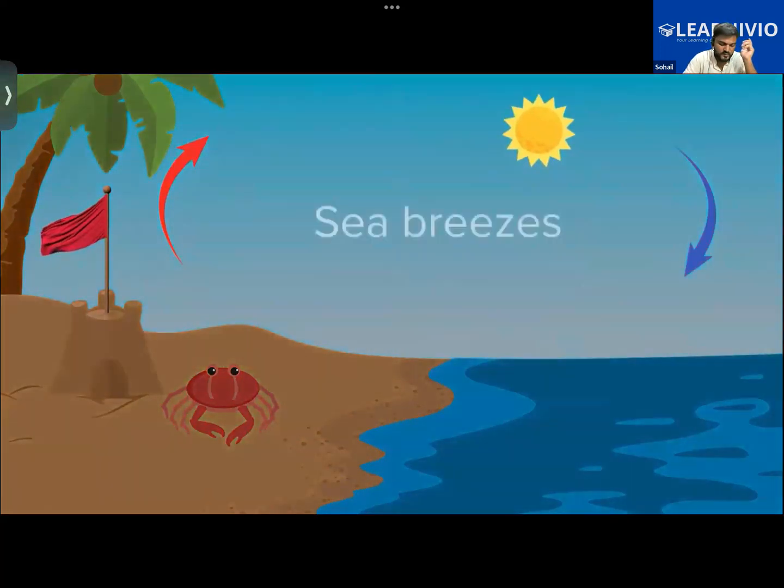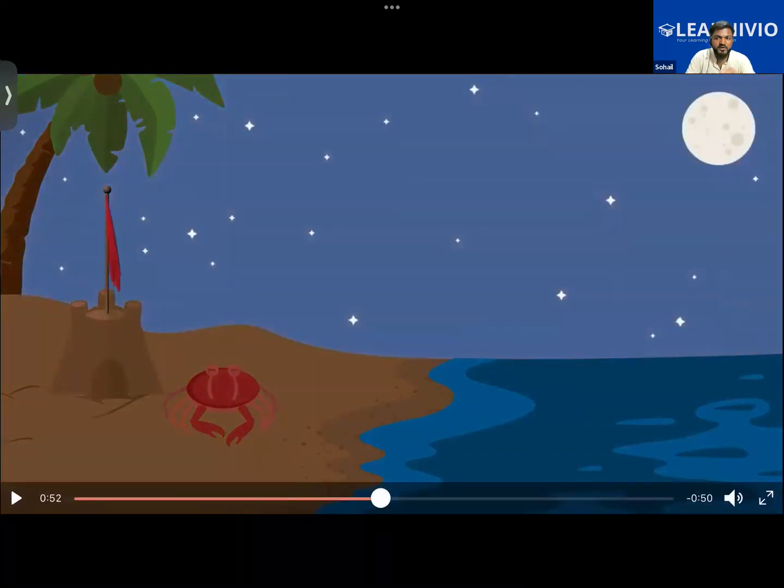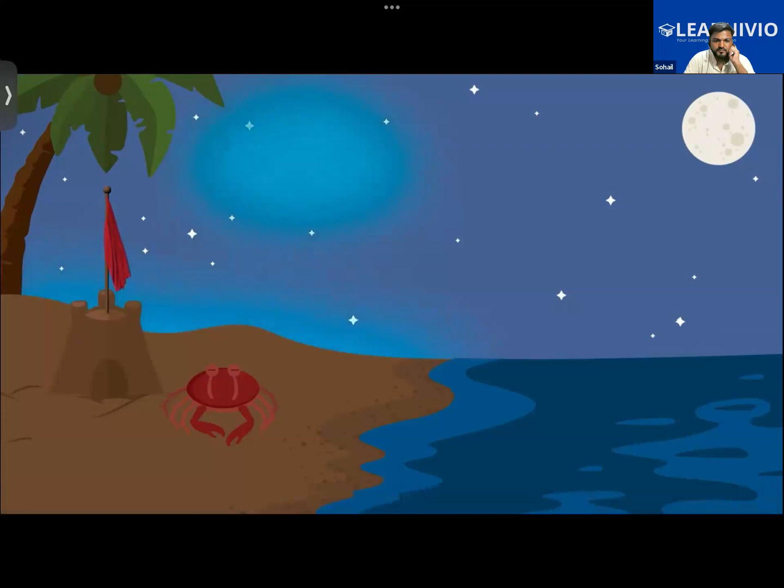Winds that blow from the sea to the land are called sea breezes. So during day, sea breeze is happening. During day, what is happening? Sea breeze is happening, where air would be blowing from the seaside towards the land. Okay. Now let us look at what is going to happen during the night. The current reverses. After the sun has set, the land cools more quickly than the water.